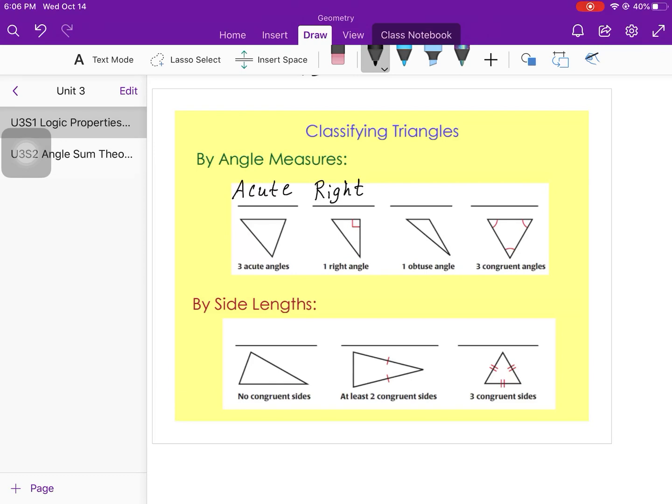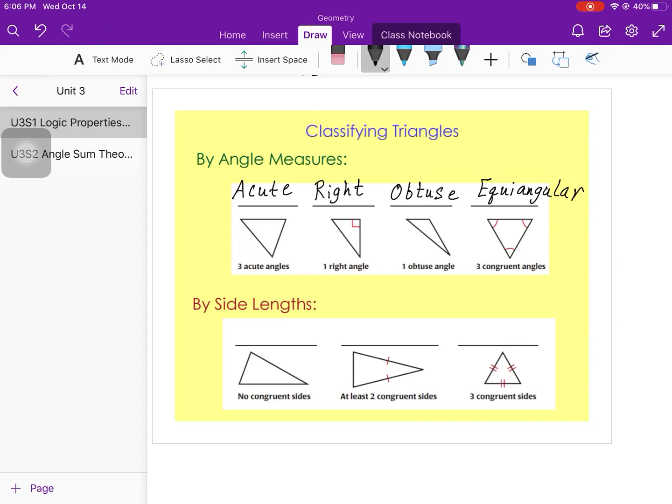An obtuse angle, which is greater than 90, is called an obtuse triangle. It can only have one obtuse angle. And then when we have three congruent angles, that is called an equiangular triangle, if we know all of the angles are congruent.